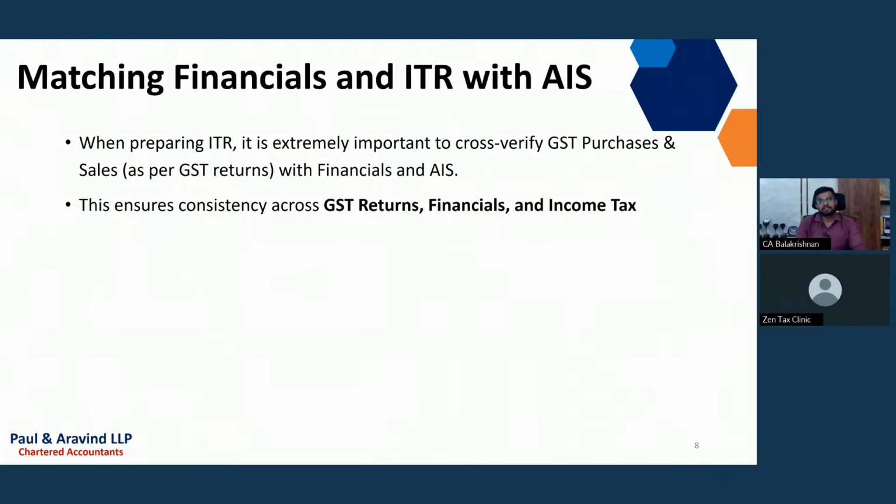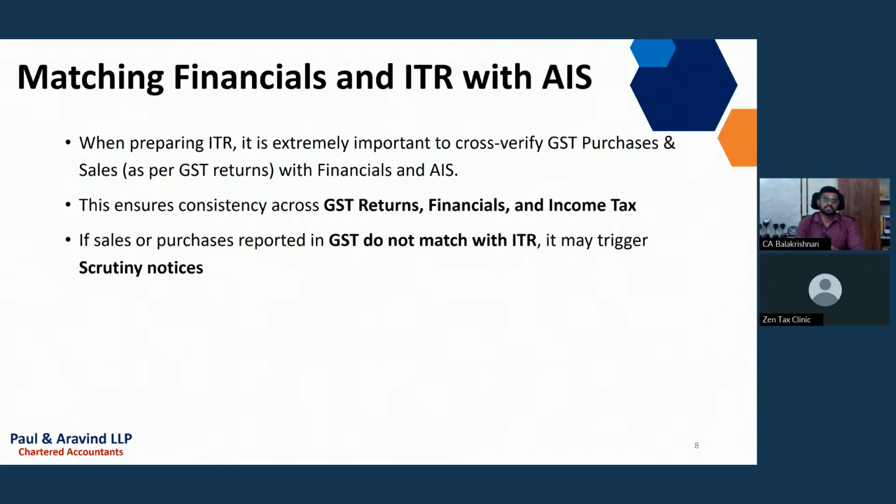Because as I already said, the GST returns, the financials and the income tax, these three need to be aligned. Income tax means our computation, and our financials and GST returns. So all these three need to be aligned. Otherwise, because the GST department has signed an MOU with the income tax department, they will share the data directly with the income tax department. So misreporting may lead to income tax notices as well as GST notices. So we need to be cautious in that part.